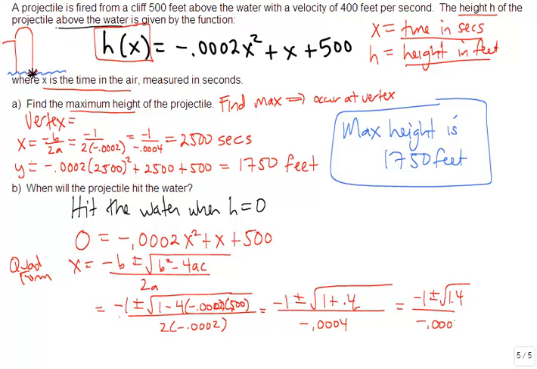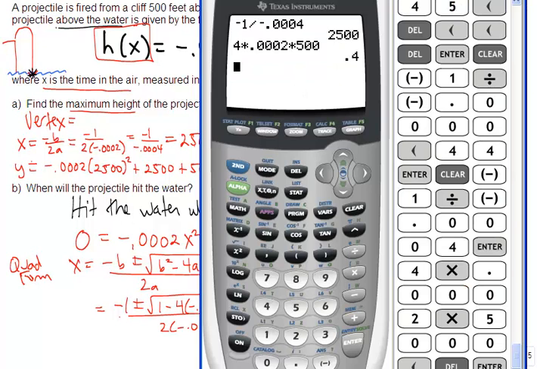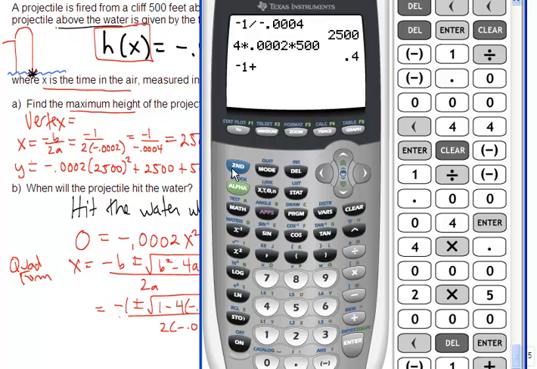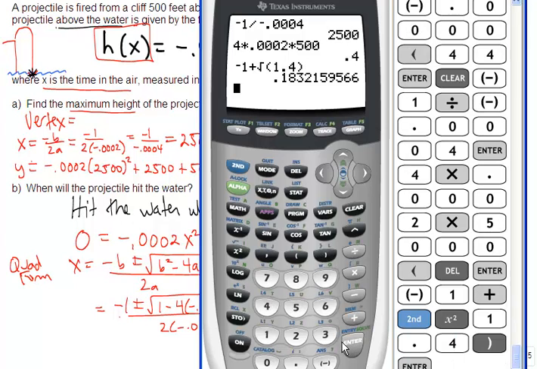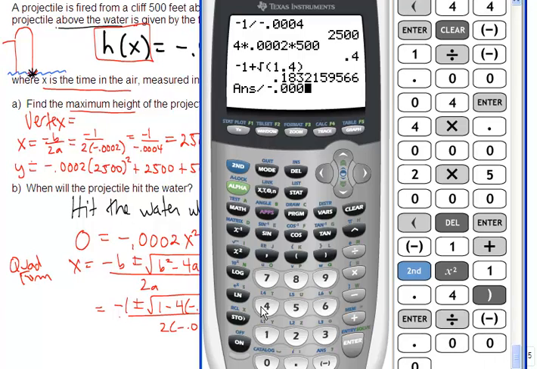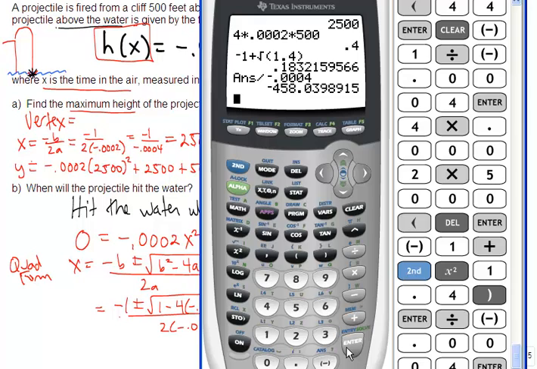And now we're just going to type this into our calculator to get some decimals. So if we do negative 1 plus square root of 1.4, get an answer, and then divide that by negative 0.0004. Notice that we get a negative answer, which we don't want to allow because this solution that we're finding is x, and x is time. So this would say negative 458 seconds, which doesn't make sense in the context of the problem. So we can disregard the plus case. Let's try the minus case.